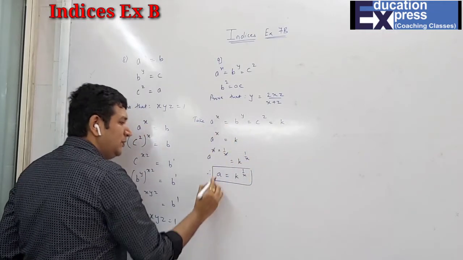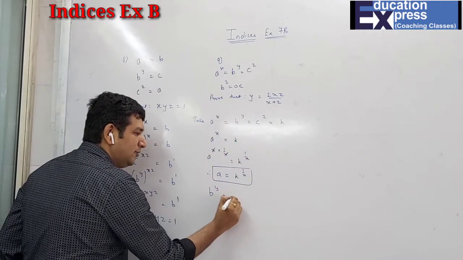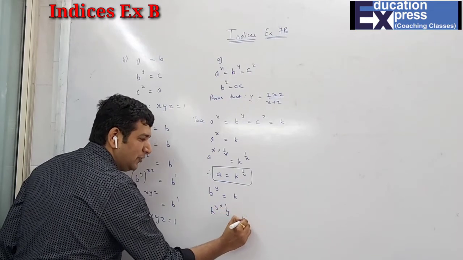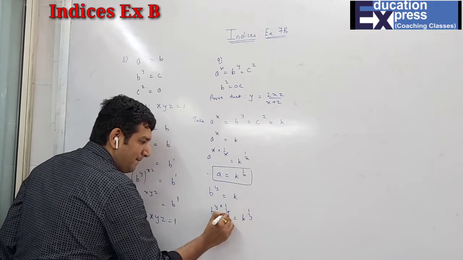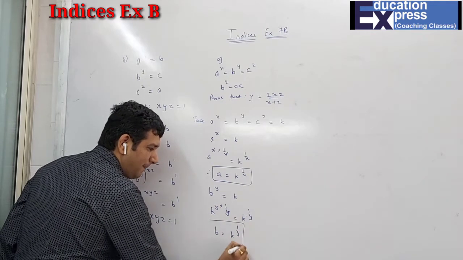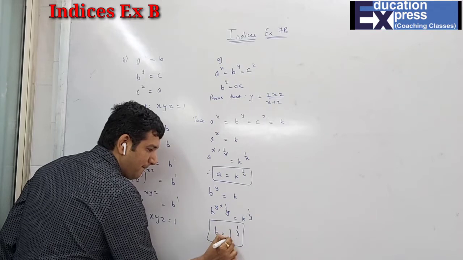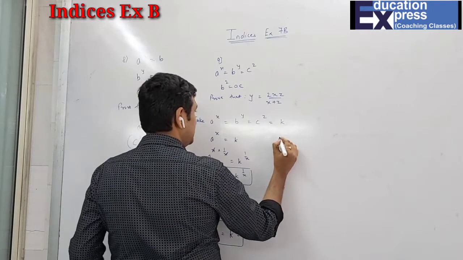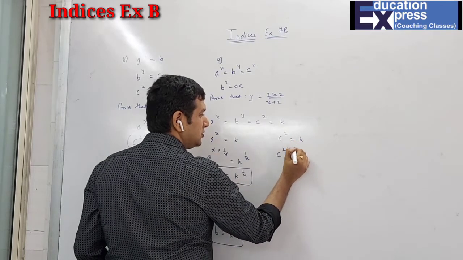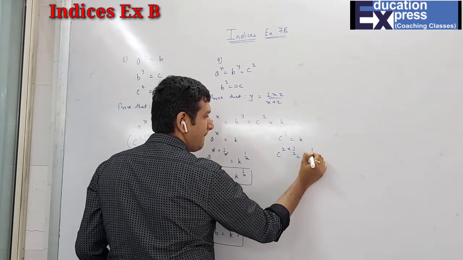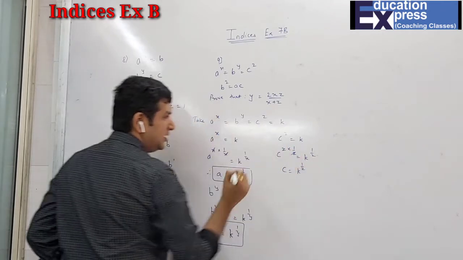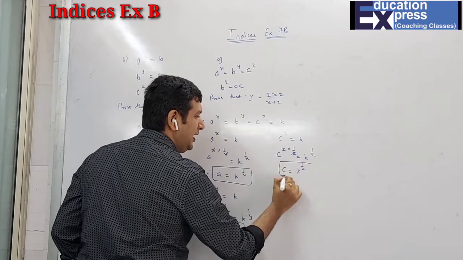Similarly, find the value for b also now. b raised to y equals to k, taking y root, so 1 upon y. So the value for b is k raised to 1 upon y. And last is c raised to z is k. So taking z root, c is k raised to 1 upon z. So now students, I have the value for a, b, c.